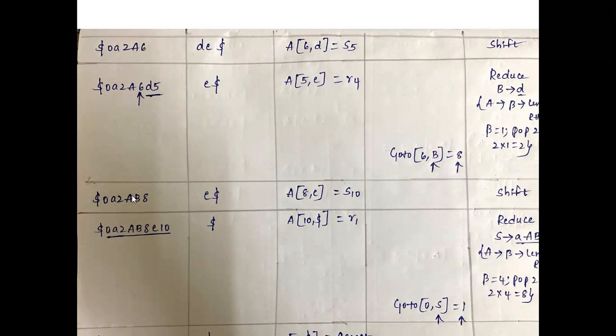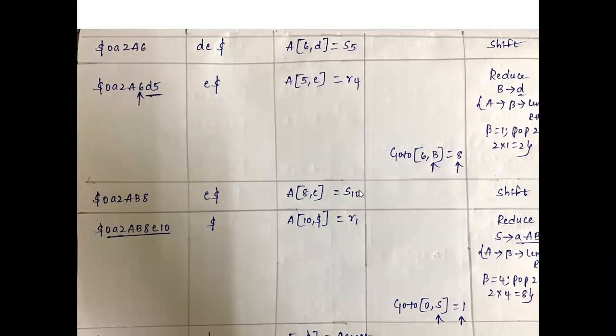Sorry, here we are having a 6, make a note. A, 6, B, 8. Means 0A, 2A, 6B8 is there. And now perform action of 8. Now what are we having on top of the stack? 8. So action of 8 comma E, from the parsing table it is S10.